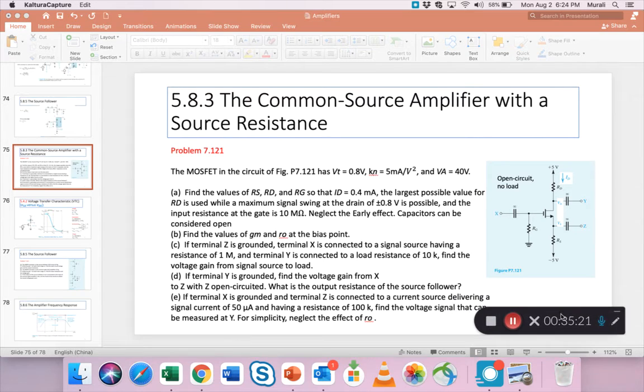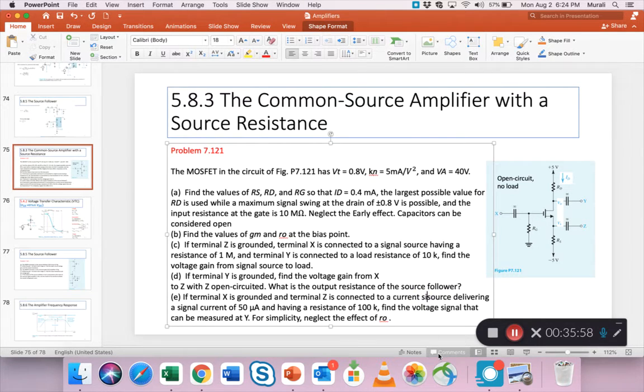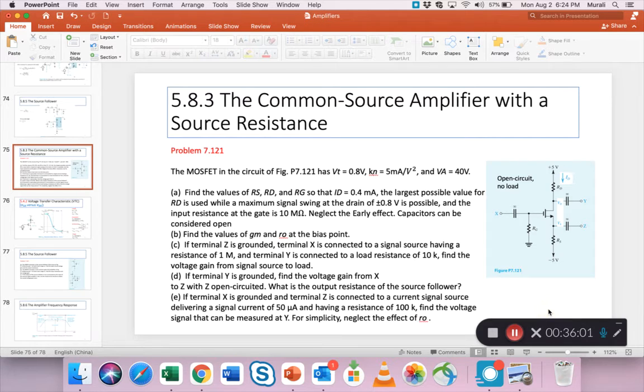Lastly, if terminal X is grounded, that means now it's a common gate. X is grounded, terminal Z is connected to a current source. So you have a current source here delivering a signal current of 50 microamps and having a resistance of 100K. Okay, so this is a current signal source. That's what I guess he should have said, but I'll add that. Not the bias voltage, it's a current signal source.